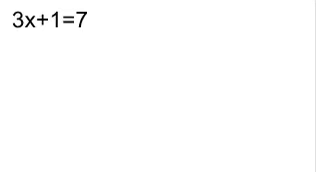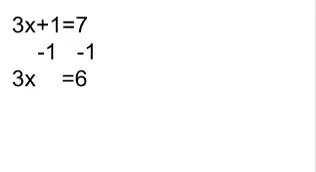So since the 3x is being added by 1, I need to do the opposite, which is to subtract by 1. But don't forget to do that to both sides of the equation to keep the equation balanced. Subtracting 1 from the left side leaves me with 3x, and subtracting 1 from the 7 on the right side will leave me with 6.